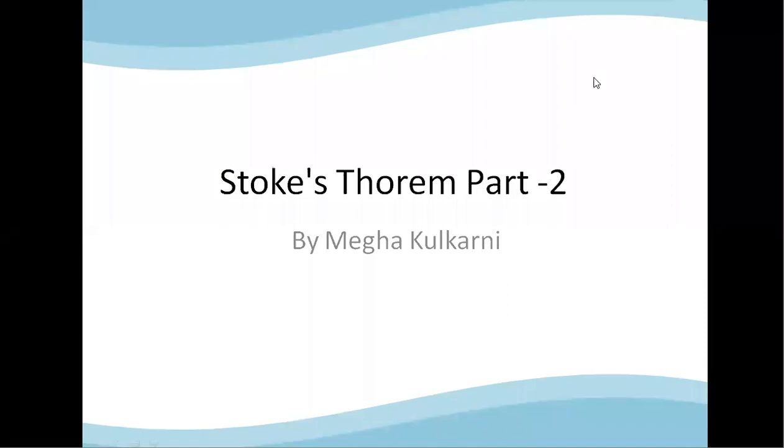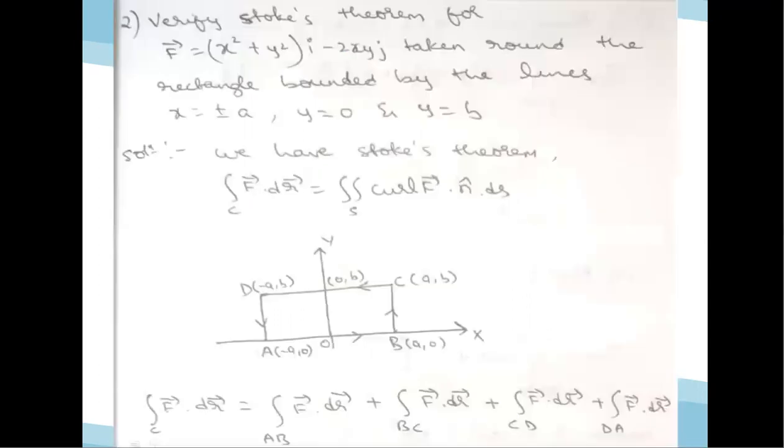So in this video session, I'll be solving one more problem on Stokes theorem, which is a topic of Module 1 vector calculus. So let's go through. The question is: verify Stokes theorem for vector f equal to (x square plus y square) i minus 2xy k taken round the rectangle bounded by the lines x is equal to plus or minus a, y is equal to 0 and y is equal to b.